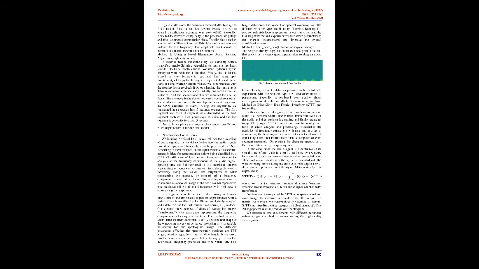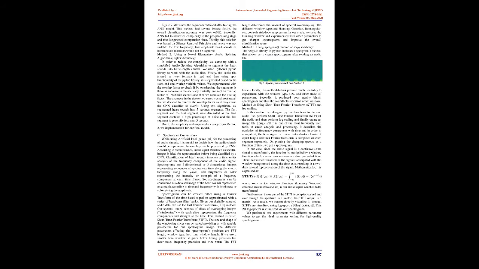Classification of heart sounds involves a time series analysis of the frequency components of the audio signal. Spectrograms are two-dimensional or three-dimensional images representing sequences of spectra with time along the x-axis, frequency along the y-axis, and brightness or color representing the intensity or strength of a frequency component at each time frame. So, spectrograms can be considered as a detailed image of the heart sounds represented on a graph according to time and frequency with brightness or color giving the amplitude.